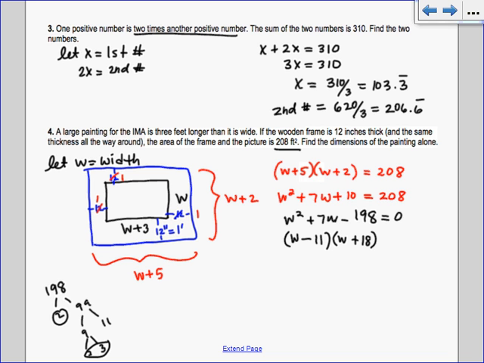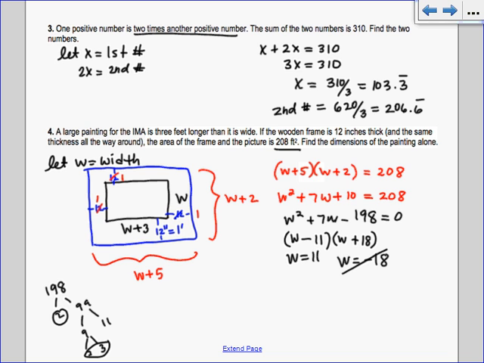Now, if you have trouble thinking about all the different factors, then just use the quadratic formula. It's almost as fast when you have big numbers like that and you're trying to think of the factors. So we end up getting W equals 11 and W equals negative 18. Which one's out? Negative 18. We can't have a width of negative 18 feet, right? So the width is going to be 11 feet.